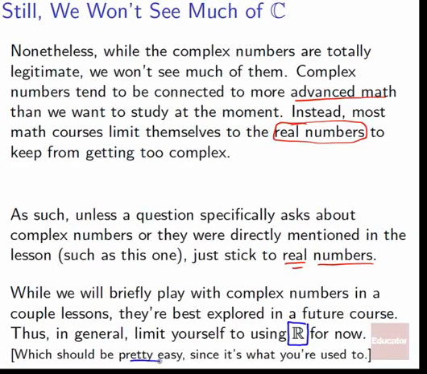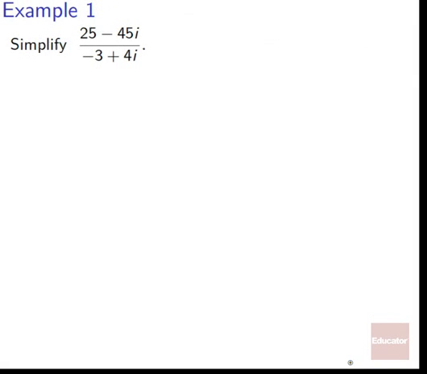And really, that's going to be pretty easy because it's what you're used to doing. You're used to just working with the real numbers, so it's not going to be hard to go back to working with the real numbers because it's what you've been doing for years and years and years. All right, we're ready for some examples.